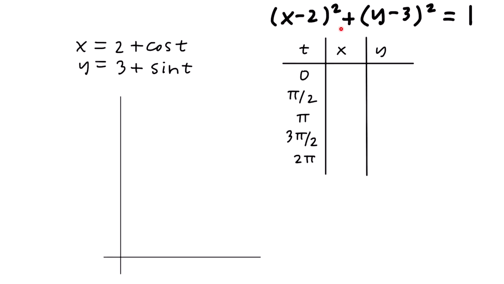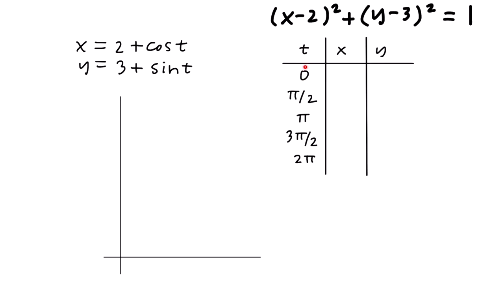So you're probably noticing that this is an equation with center 2, 3, and radius 1. And that's great, so we could plot that right now. But we also want to know the motion of the particle and the direction in which it's moving. And we're also given that t goes from 0 to 2 pi. So you can see that I set up a txy chart here. We have t starts at 0, then goes pi over 2, then pi, then 3 pi over 2, and then 2 pi. So we're going to take these values and plug them in for t, and then we'll get our corresponding values for x and y.